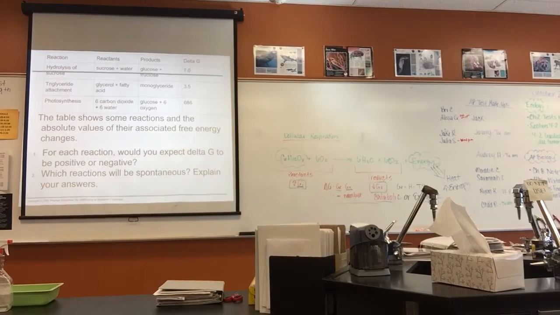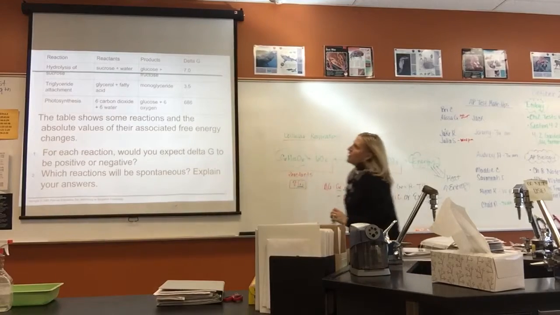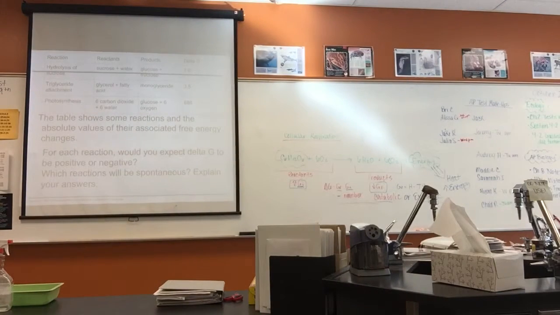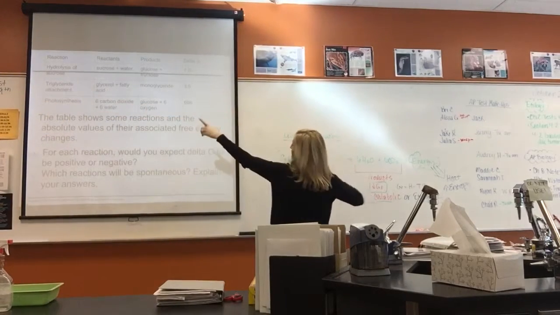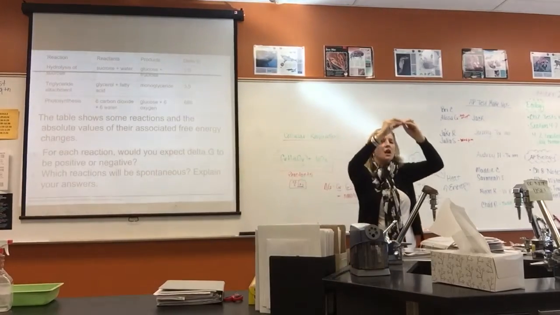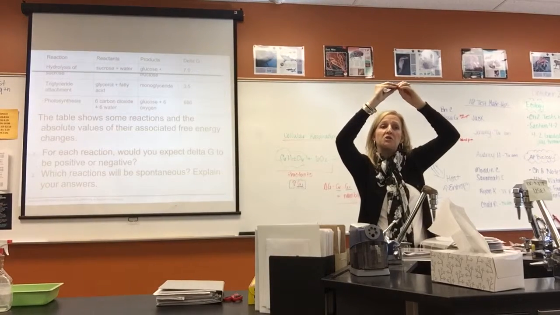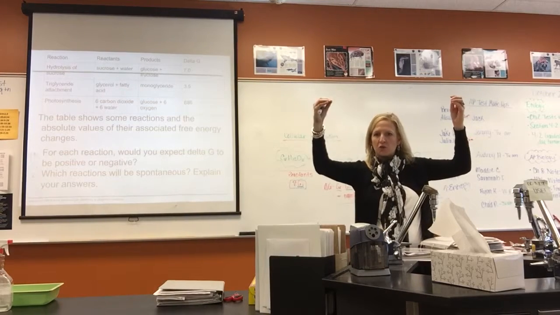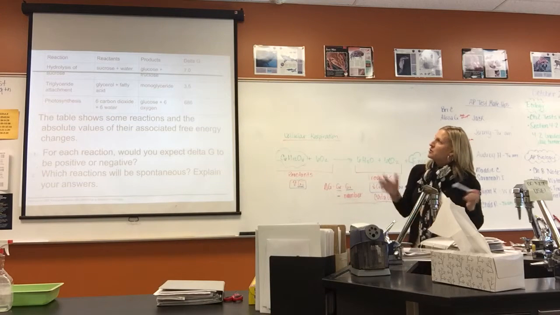Okay, so let's talk about the first reaction, hydrolysis of sucrose. So our reactants are sucrose and water. Sucrose, remember, is a disaccharide. So it is made out of two monosaccharides. The two monosaccharides are glucose and fructose, and they're hooked together. So when it says sucrose plus water, we take this disaccharide and we add a water molecule, which does what to the molecule? Breaks it down into an individual glucose, which is a monosaccharide, and a fructose. And so then you have 7.